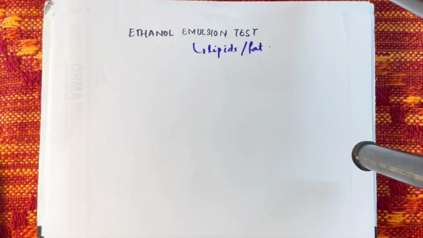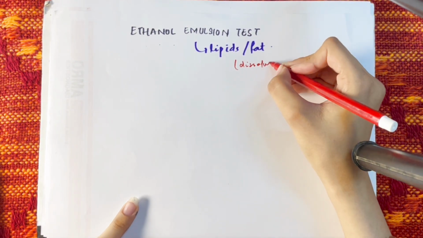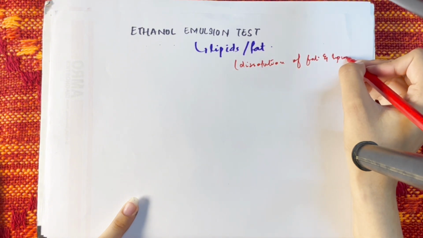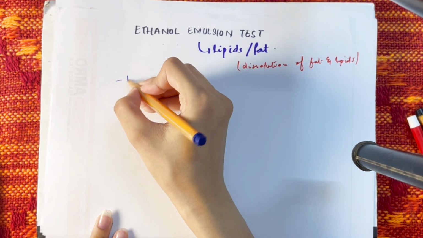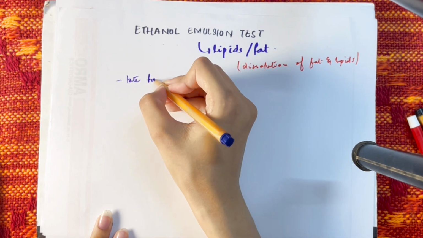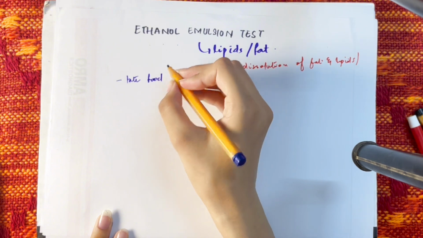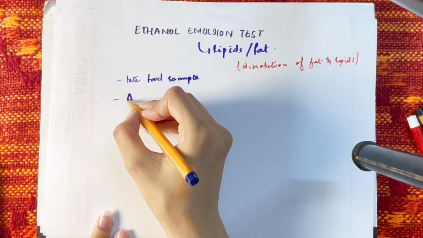It is all about the dissolution of fats and lipids into the ethanol. This usually does not occur except for the test. So what we do is that, similarly to the last two tests, we take a food sample, any food sample. It could be a biscuit, it could be a cheese, it could be any item you like. Take a food sample and then we crush it. Once we have crushed it, we add ethanol to it.